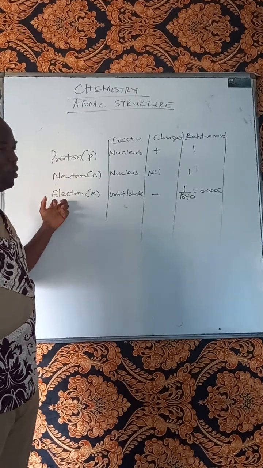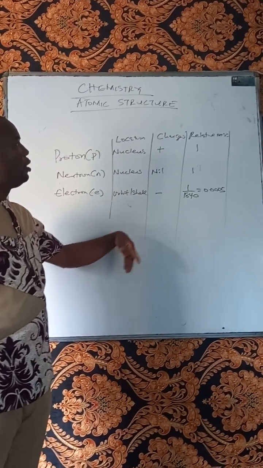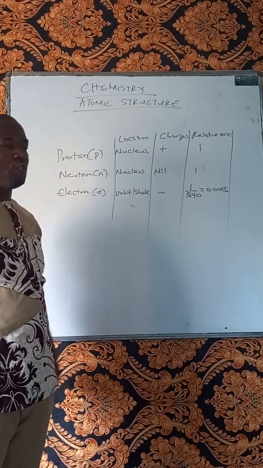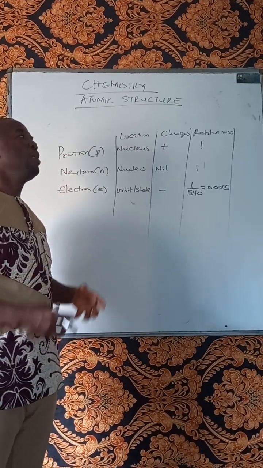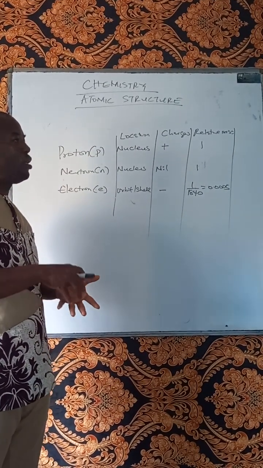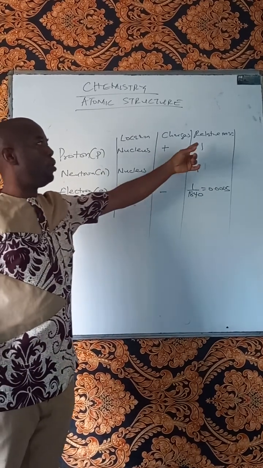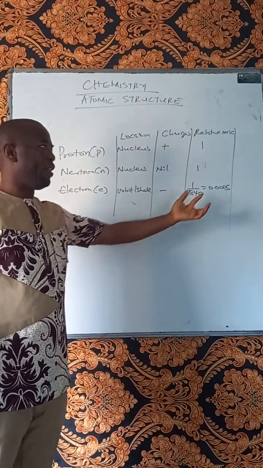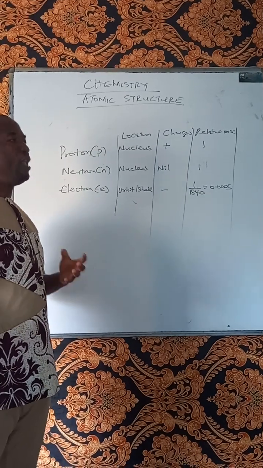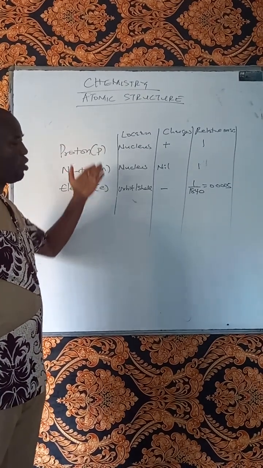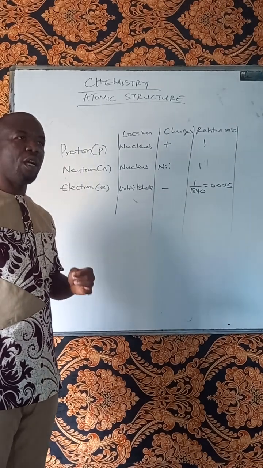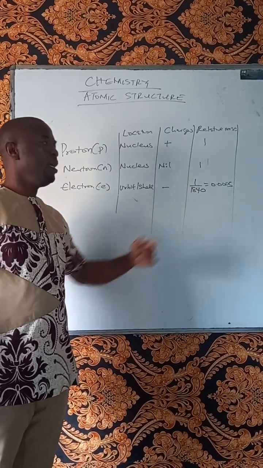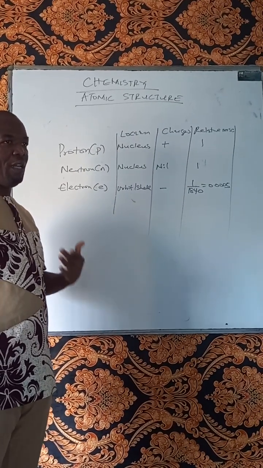So, looking at these particles found in the atom, we are seeing the locations: proton in the nucleus, neutron in the nucleus, electron in the orbit, otherwise known as shell. Proton has positive charge, electron has negative charge, neutron has no charge. Now, the mass of the atom is actually concentrated in the nucleus, which is the mass of the proton and the neutron. The electron contributes least to the mass of the atom. Among these three particles, the one that determines the chemical property of an element is the electron, even though it has the least mass.